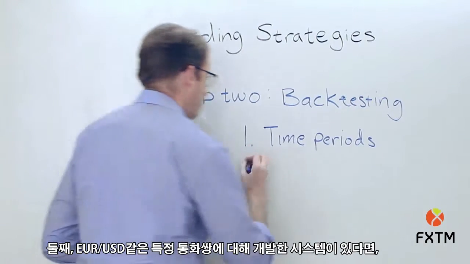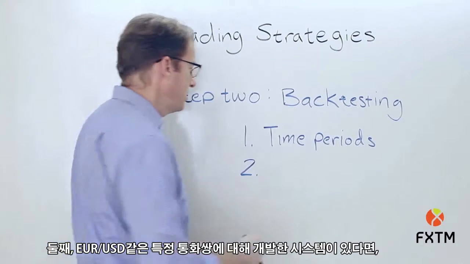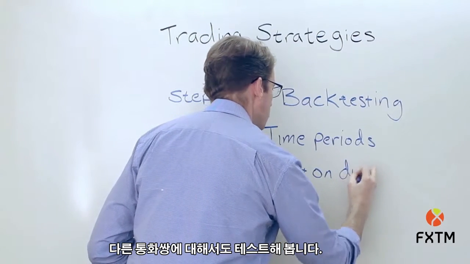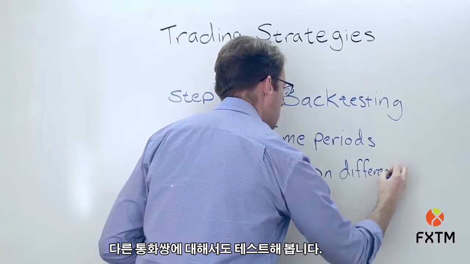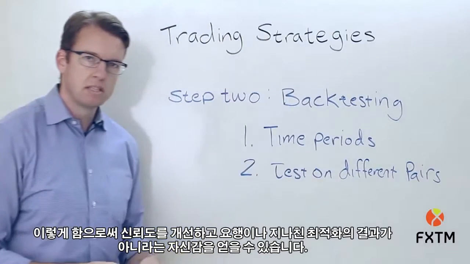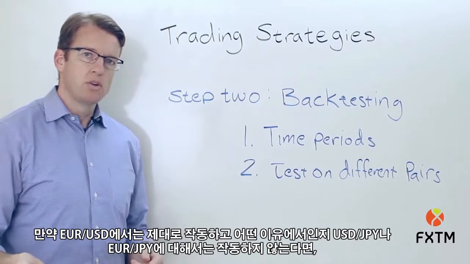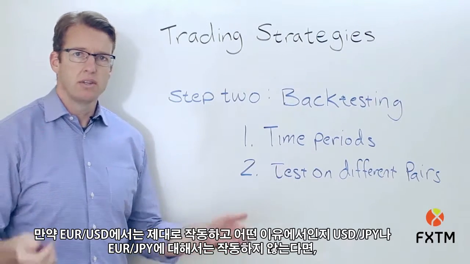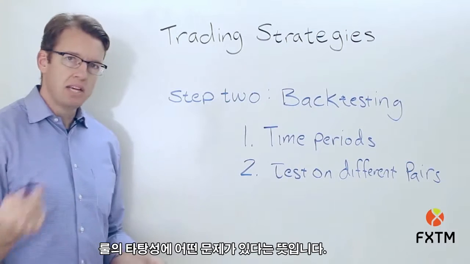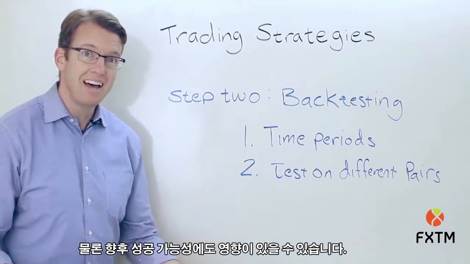Number 2 is, if you have a system that you've developed on, let's say, a particular currency pair, like the euro dollar or something like that, well, test it on different pairs. So by doing this, you'll be able to improve your confidence that this isn't something that may just be an anomaly or where you're doing a little bit of overfitting. If it works, for example, on the euro dollar, but does not work for whatever reason on the dollar yen or the euro yen or something like that, well, that may be telling you something about the validity of your rules and potentially, of course, the potential for success in the future.